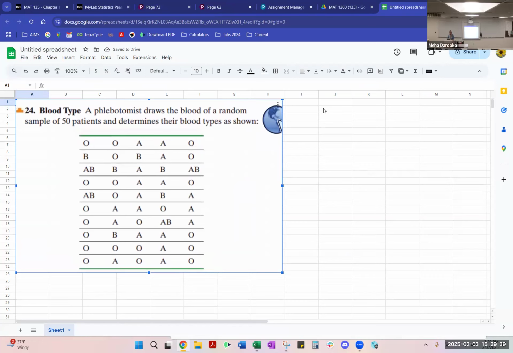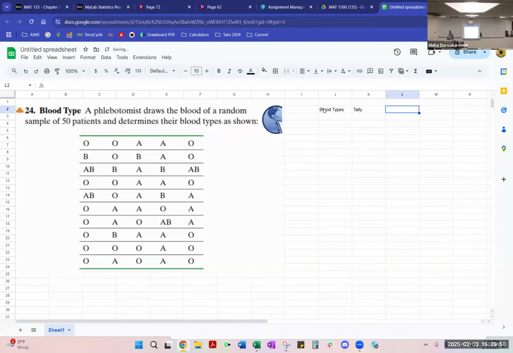So obviously, we're talking about blood types over here. So our category can be blood types. For now, we can create a section for tally, and then we'll of course do a frequency column. And then we will do a relative frequency column. So first of all, how many blood types do you see in that table? And let's list them. Okay, which ones?